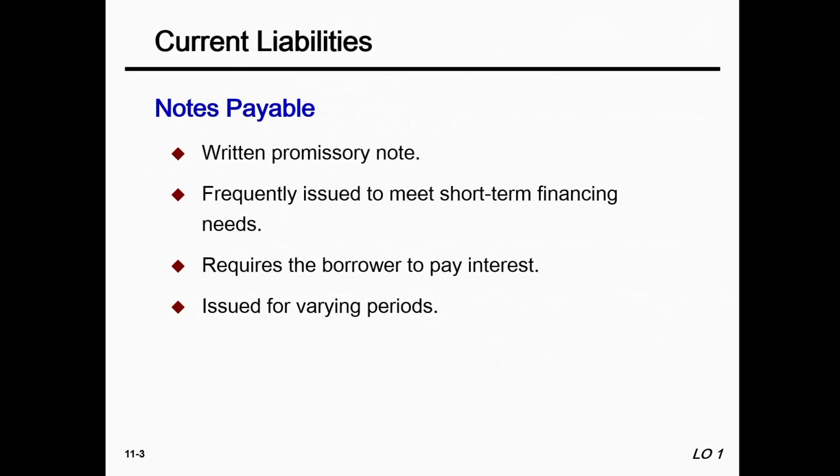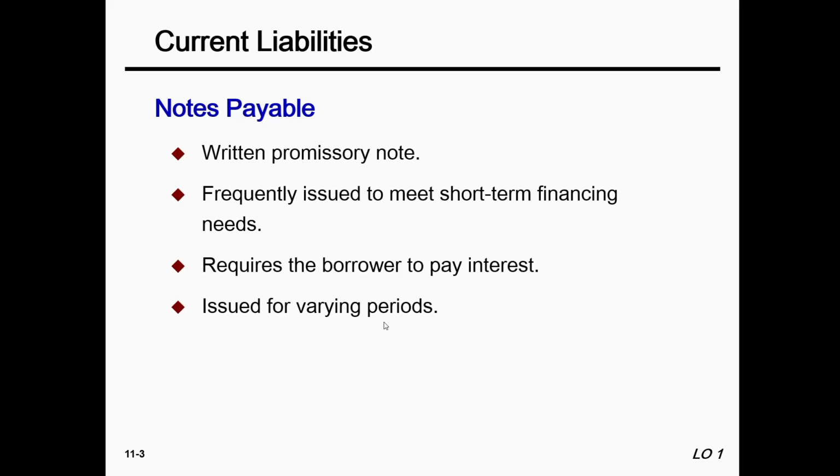But if the life is greater than the operating cycle or 1 year, then we classify them as long-term notes payable. So notes payable, as their name says, are written notes. They are written promises made by the borrower to the lender that he will pay money back to the lender. Usually, they are issued to meet short-term financing needs because they are shorter in nature, so they are helpful in meeting the short-term financing needs of companies.